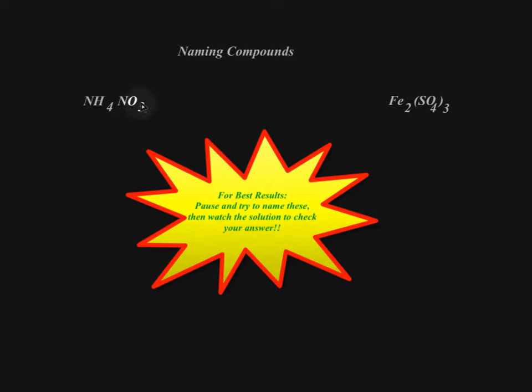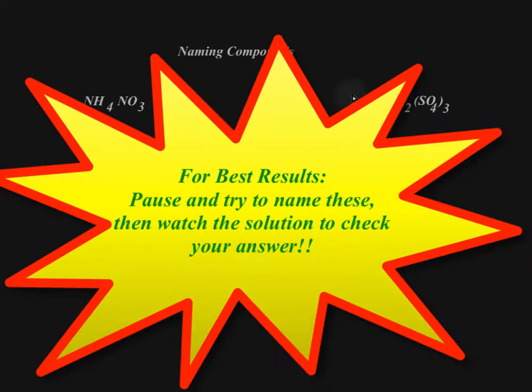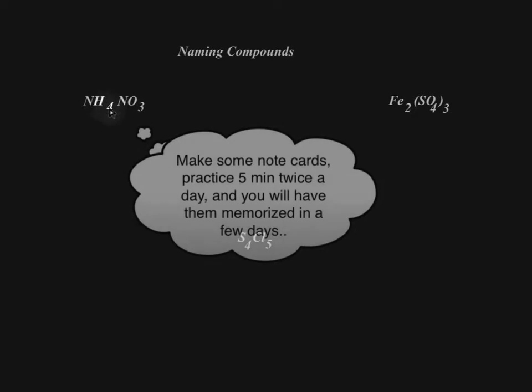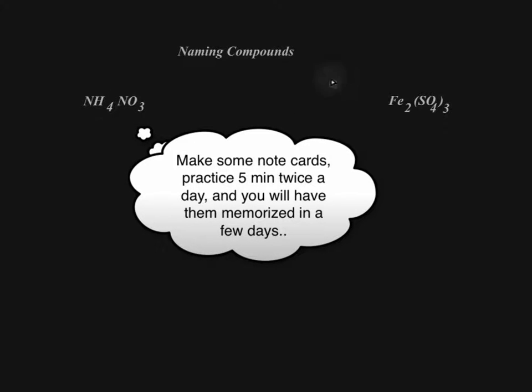Today we're going to be looking at another set of examples of trying to name the compound. So again, we need to know ionic versus covalent, and since we've got some polyatomic ions going on here, this is definitely ionic bonding here.